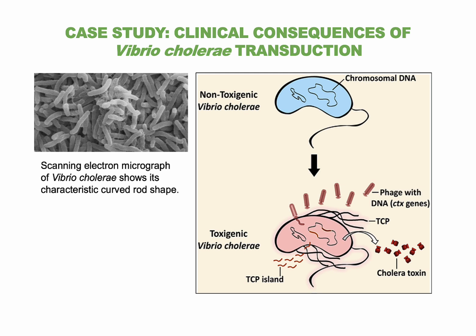The genes in the TCP island encode factors necessary for the colonization of the small intestine in the human host after ingestion of contaminated water. Therefore, pathogenic strains of Vibrio cholerae arise from horizontal gene transfer via specialized transduction.